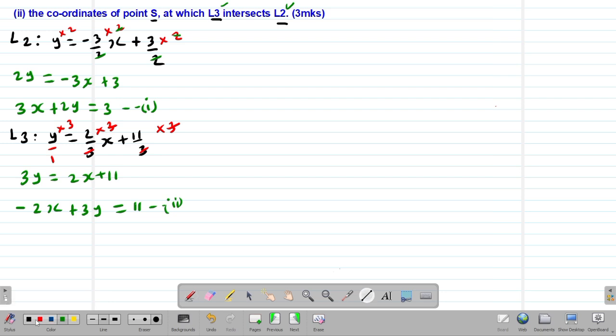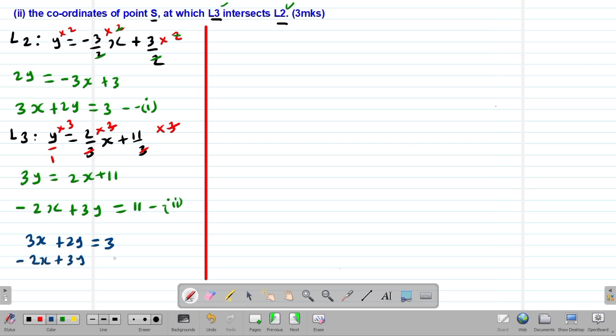Now, using the elimination method, I'm going to have the following. I'll pick my first equation, Roman 1, which is 3x plus 2y being equal to 3. Then the second equation is negative 2x plus 3y is equal to positive 11. To eliminate y, I'll just cross multiply. 3 will multiply the first equation, then 2 will multiply the second equation. I just reverse the coefficients of the equations.